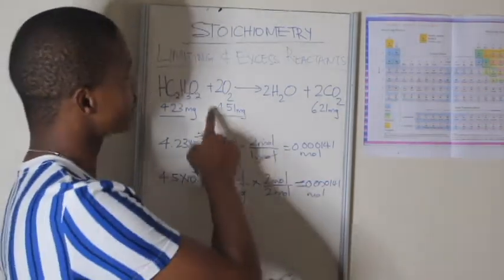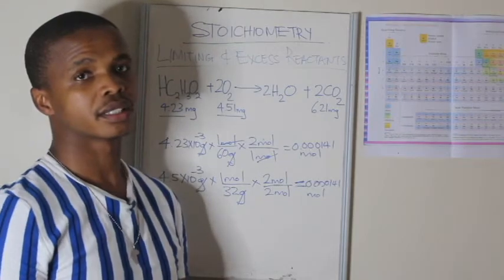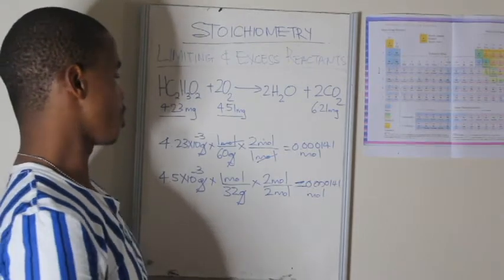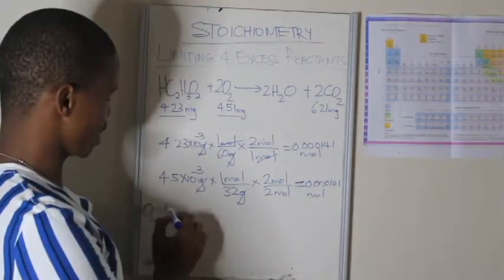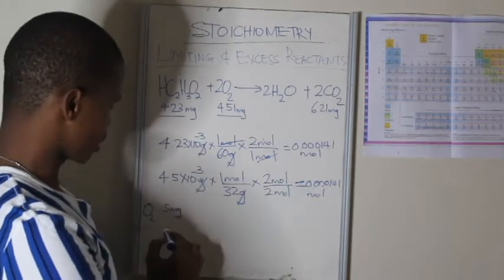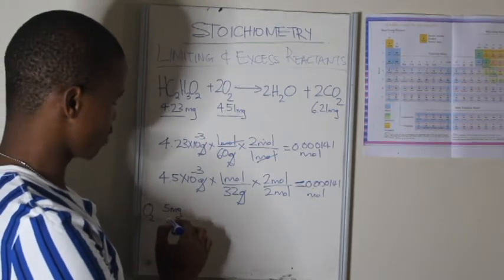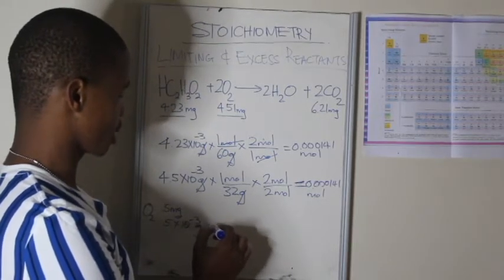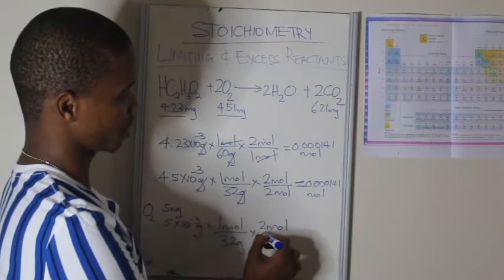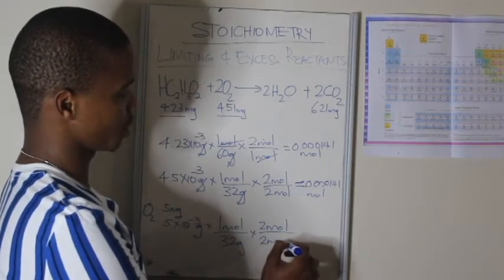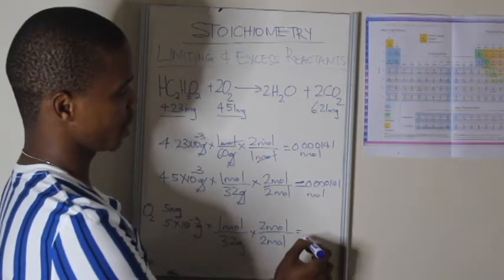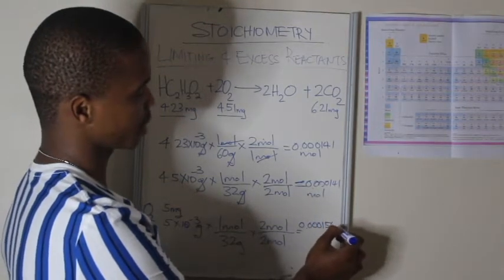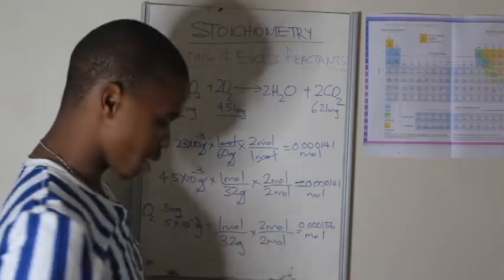Now imagine if this was not 4.51 and it was actually 5 milligrams. So if oxygen was 5 milligrams, then for 5 milligrams of oxygen, how many moles of carbon dioxide do you get? 2 moles of carbon dioxide is 2 moles of oxygen gas. Then this would give us 0.00156 moles of carbon dioxide.